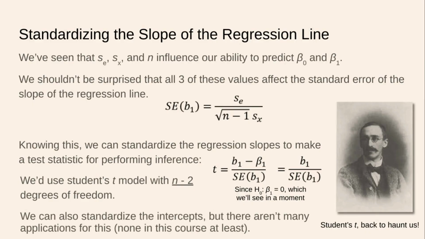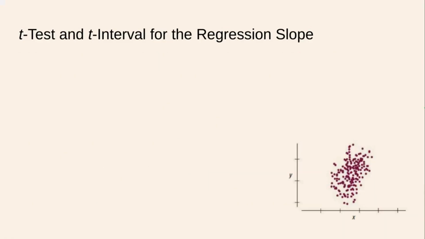We can also standardize the intercepts. We see that beta 1 is the star of the show and b1 is our predictor, our point estimate, we would say, for beta 1. The slopes are the real stars here. We can do the same thing for the intercept, beta naught, using b naught, but there aren't really any applications we need to be concerned with. So we're just going to move on from here. Beta 1's the hero. Sorry, beta naught.